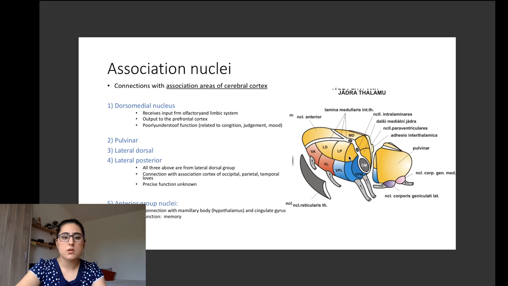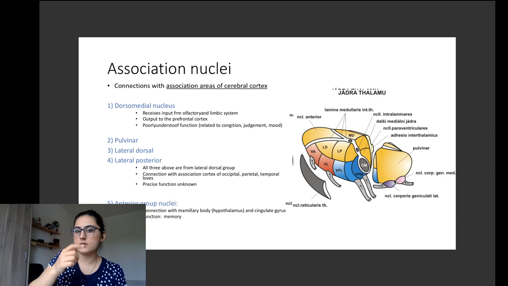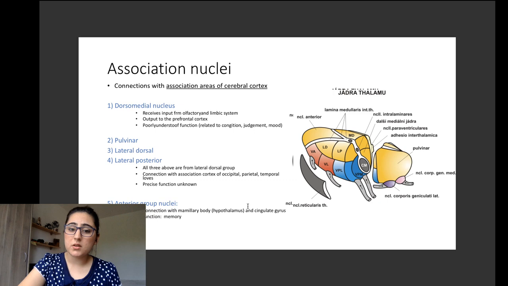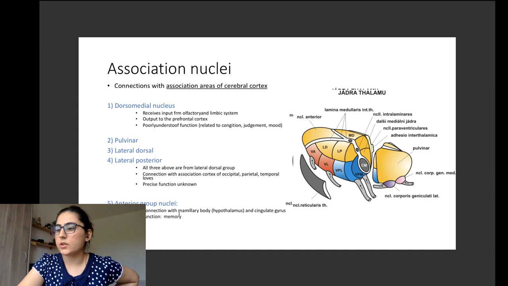All three of these are, like I said, the lateral dorsal group, and all three have connections to the occipital, parietal and temporal lobes. Again, function unknown. If you forget to mention these functions, it's not the end of the world, but really please make sure you know the lateral and medial geniculate bodies, the entire pathway, okay? Then we have the anterior group over here. It connects to my mammillary body, and its function is memory. So not that much detail in this.